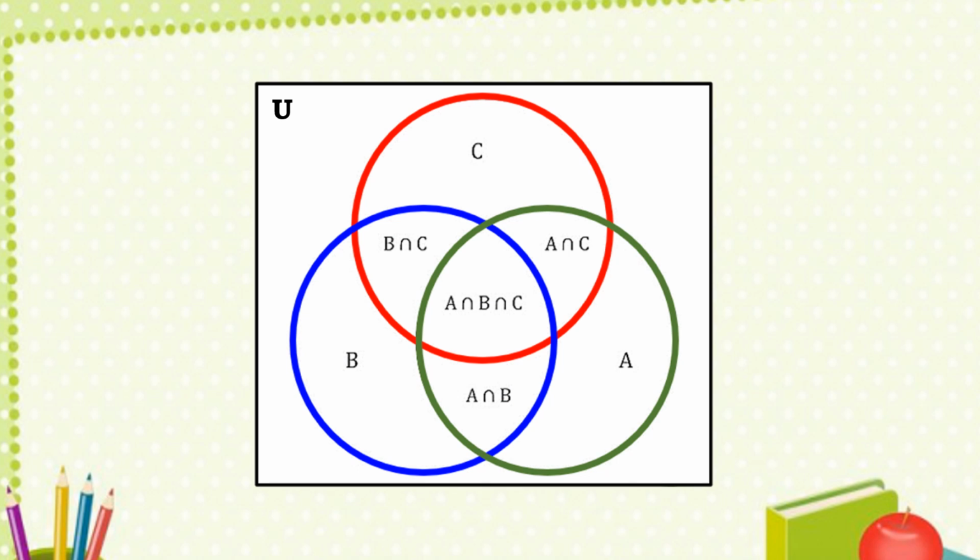So, ibig sabihin, sa part na to, they like B and C. Ito naman, sa part na to, they like A and B. Ito naman sa section na to, they like A and C. And in this part, they like A, B, and C. Example.